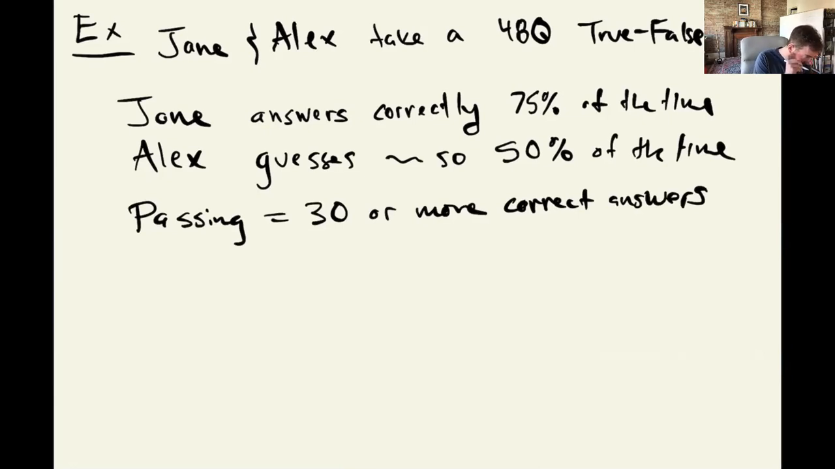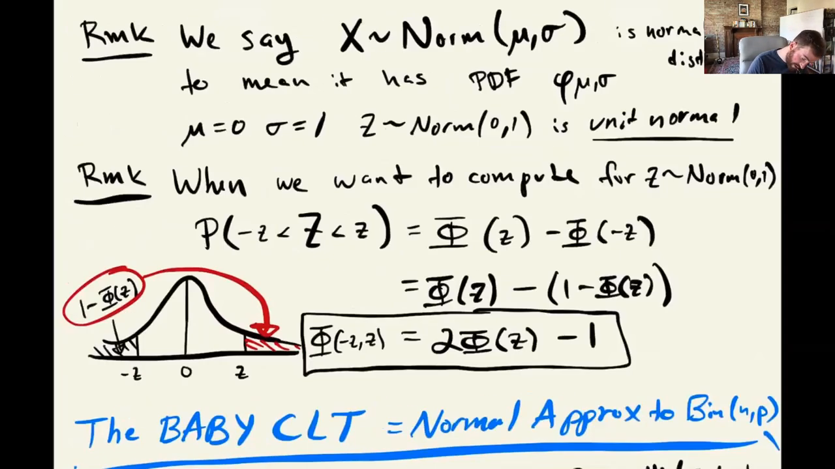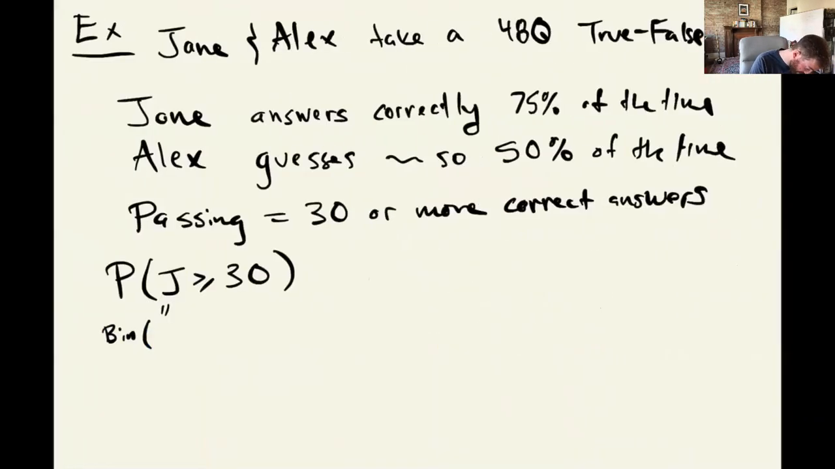So let's first compute the probability of Jane passing. If we define J to be the score that Jane receives on an exam, then we want J to be greater than or equal to 30. But again, we should think of this as a binomial with 48 and p equaling 3/4. Of course, you can never score higher than 48. So we have this bound.